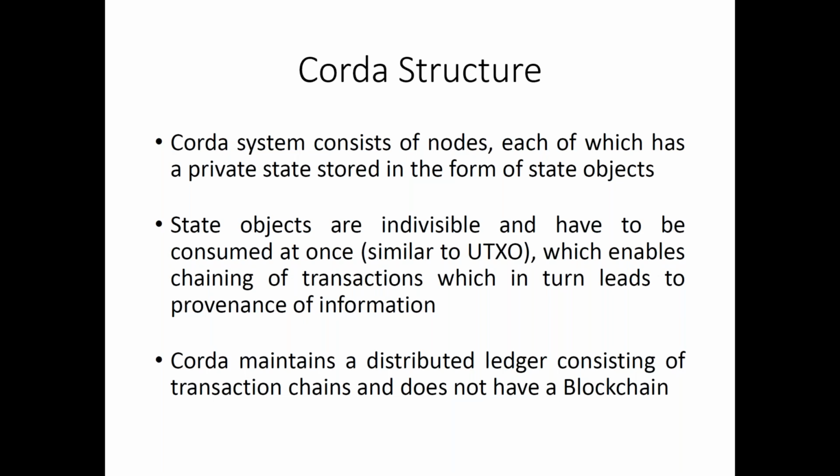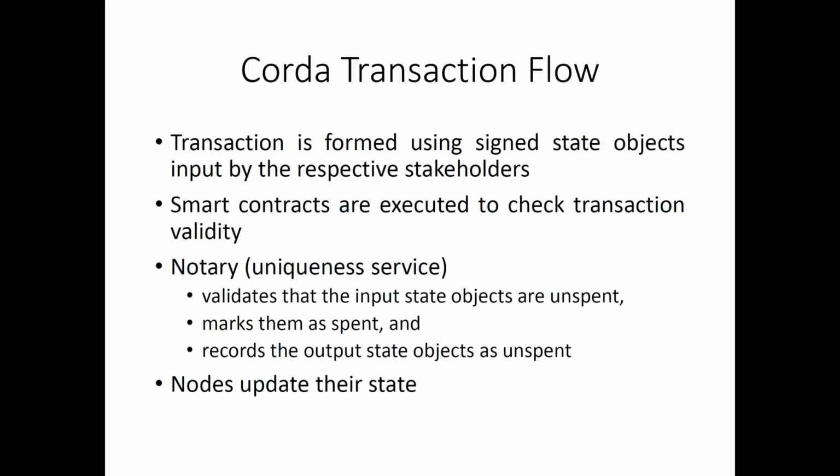Okay, and then how does the transaction take place in the Corda system? A transaction is formed using signed state objects that are input by the respective stakeholders. That is, suppose you and I wish to do a transaction. Both of us say that, okay, this is what I contribute, this is what I contribute, and obviously all this is happening in the digital space. So to really know that you are interested in contributing, you'll have to put a signature saying that I am willing to put this input into the system.